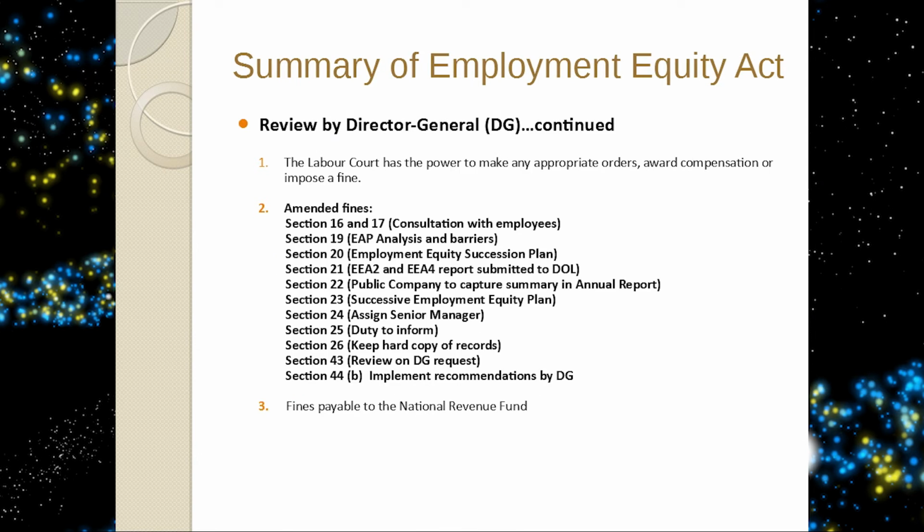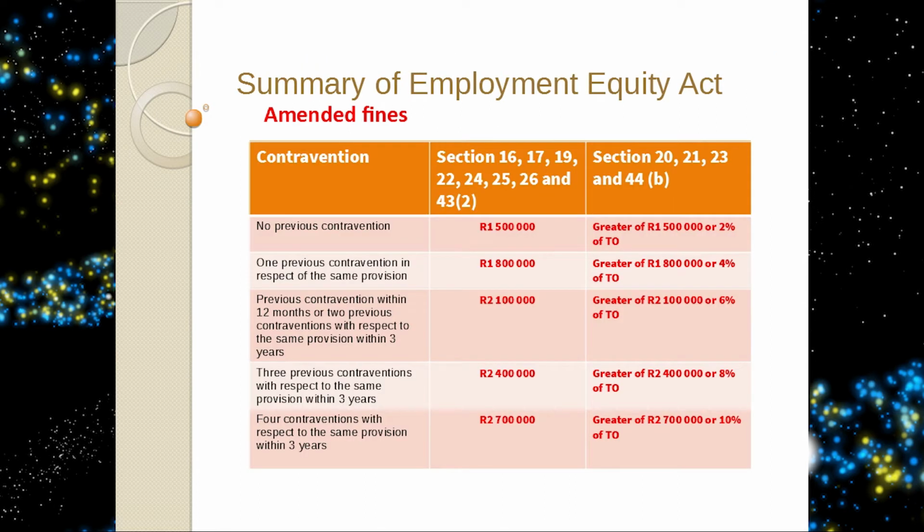Then you need to ensure that your company is in compliance with sections 16, 17, 19, 20, etc. I will get to what those sections mean just now. Penalties for non-compliance with sections 19, 16, 17, 22, 24, etc. And I'll get to what exactly those sections stipulate. No previous contravention of the Act could result in a 1.5 million rand penalty. Then sections 20, 21, 23, etc. It could be another 1.5 million rand or 2% of turnover of your company, whichever is the highest. In other words, for total non-compliance, the minimum penalty could result in 3 million rand.